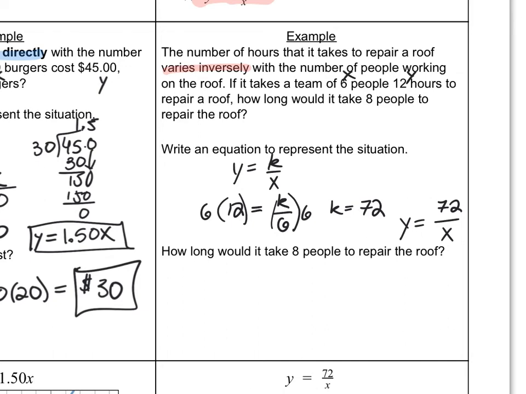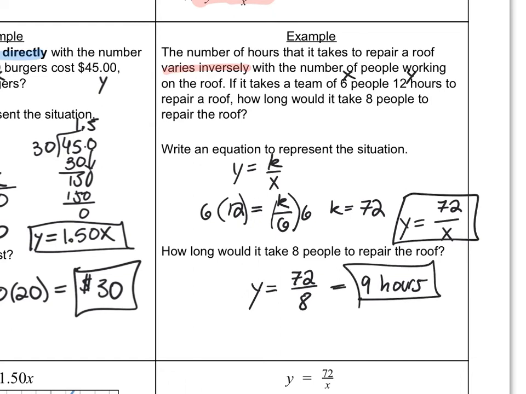All right, so how long would it take 8 people to repair the roof? Let's use that equation. I'm going to have y equals 72 divided by 8. And this is straightforward. I can see it's going to take 9 hours. So 8 people working for 9 hours will complete that job.